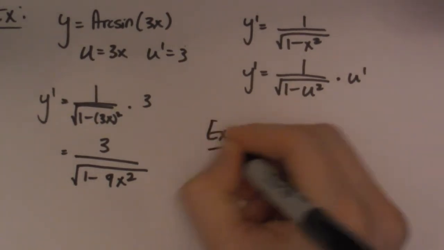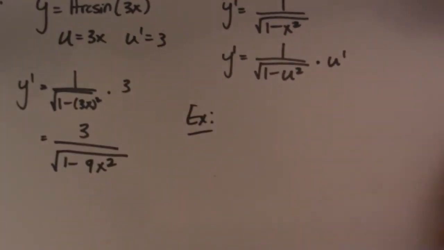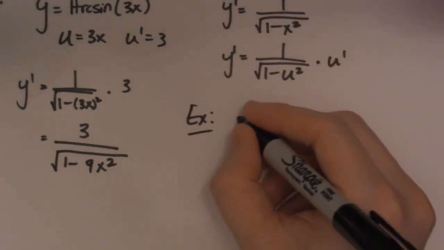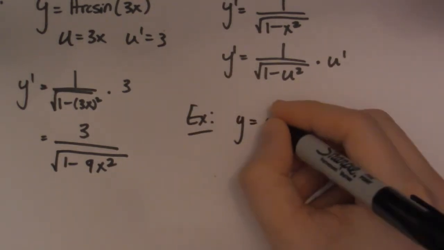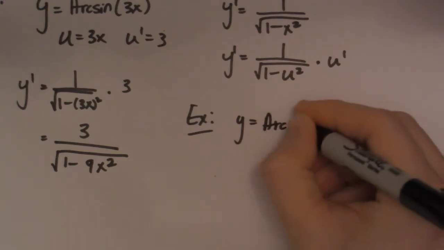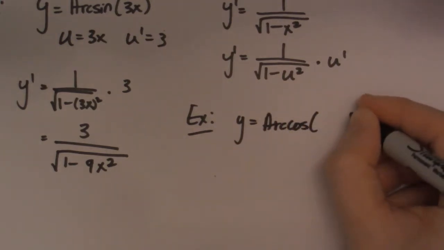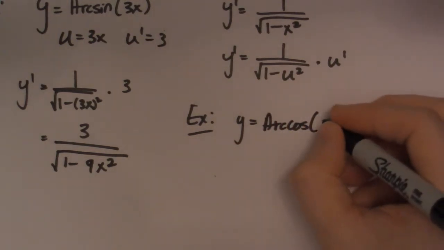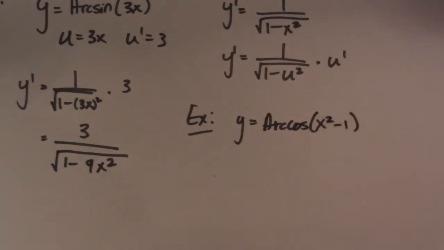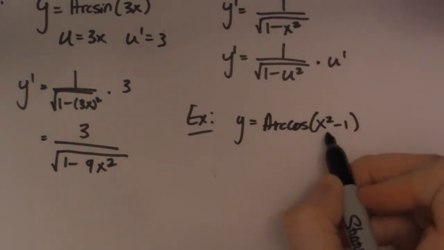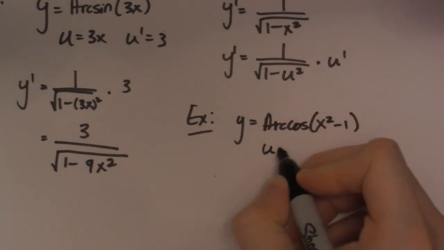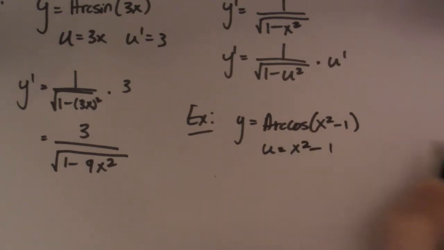Let's try another example here. Let's try something a little more complicated on the inside. So let's go with arc cos this time, and let's put a quadratic on the inside. So let's go with x squared minus 1. So this time I have something in here. So my u this time is x squared minus 1.